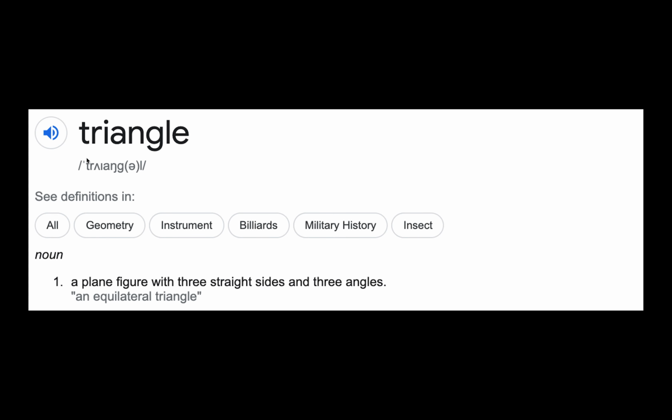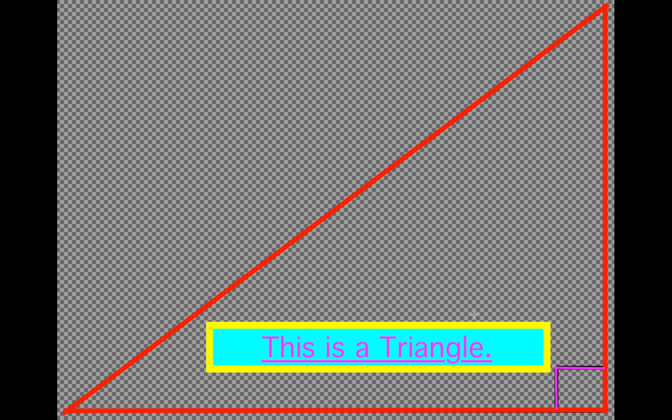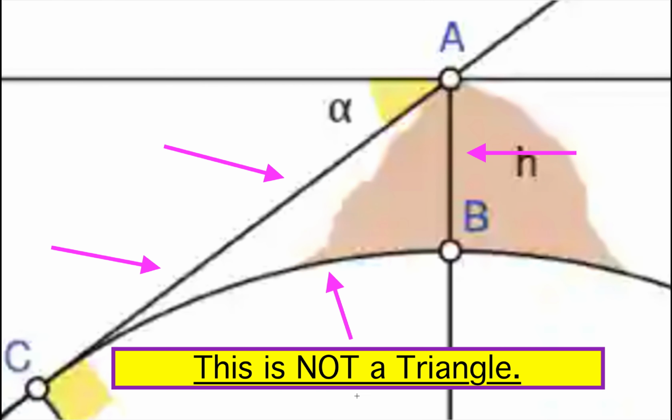So, as I said in my last video, triangle. This is the definition of a triangle: a plane figure with 3 straight sides and 3 angles. This is a triangle. This is not a triangle.